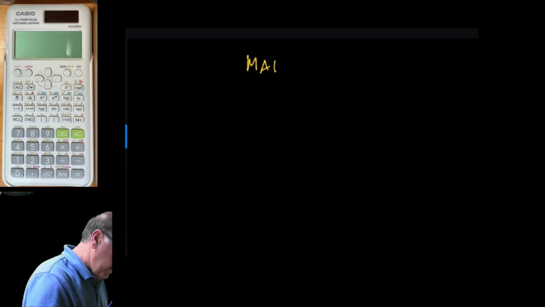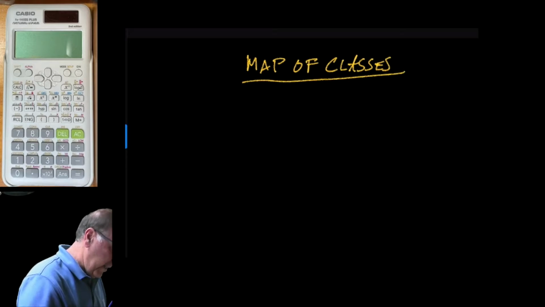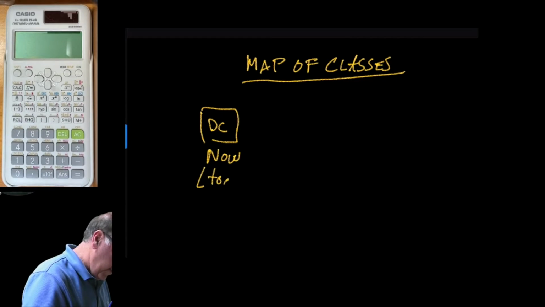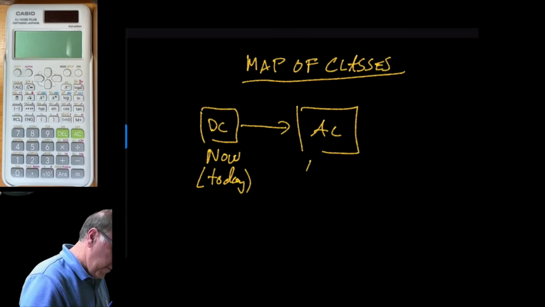So now we're going to talk about the map of our classes. Up to today, I should say, we've been talking about DC. And next, we're going to be talking about AC, and we're going to need trig for that, trigonometry. And then we're going to talk about motors.